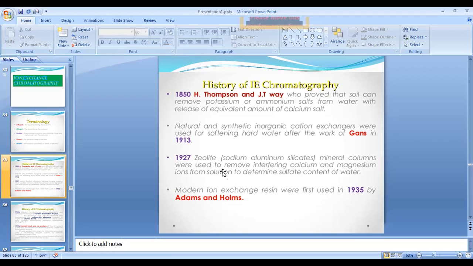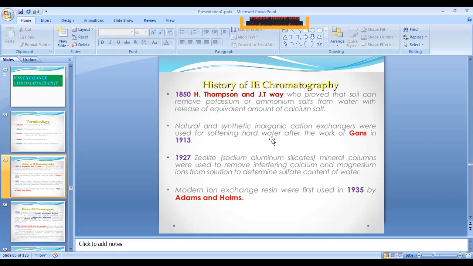The columns are used to remove the interfering calcium and magnesium ions from the solution to determine the sulfate content of water. Sulfate, SO4 2-, is also one of the impurities, or we can say minerals, which cause hardness to the water. When sulfate interacts with calcium and magnesium, it forms calcium sulfate and magnesium sulfate. These salts of calcium and magnesium cause permanent hardness of water.